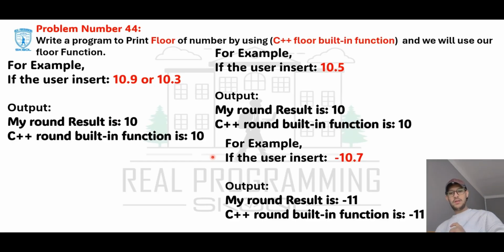10.4 it will give us 10. But with flooring, even if it was 10.5, 10.6, 10.9, it will give us also 10. We take the down, round down. So if it was 10.9 or 10.3, it will give us 10. For example, if the user inserts 10.5, also gives us 10. If the user inserts a negative number, minus 10.7, it will give us minus 11, because minus 11 is smaller than minus 10.7. Okay, so now let's go to Visual Studio to convert this requirement of this problem into code.